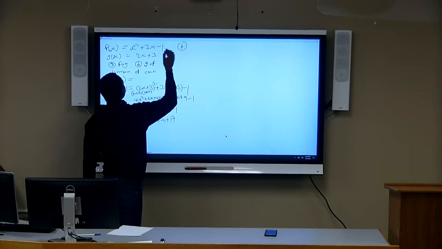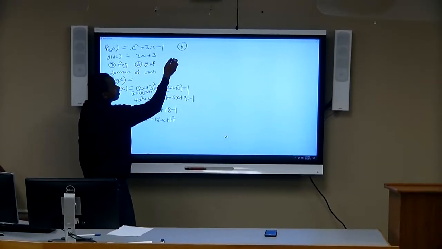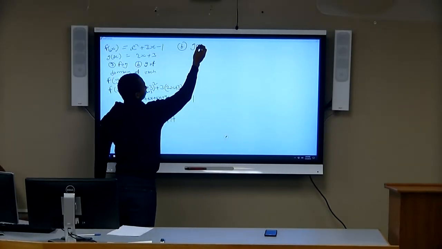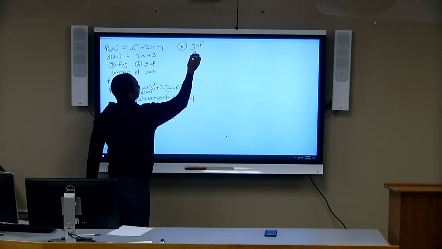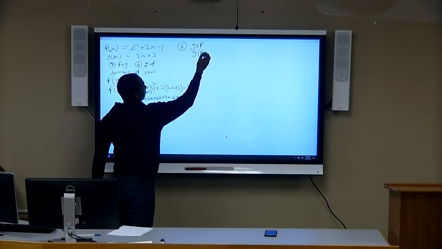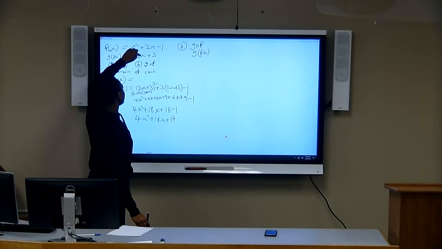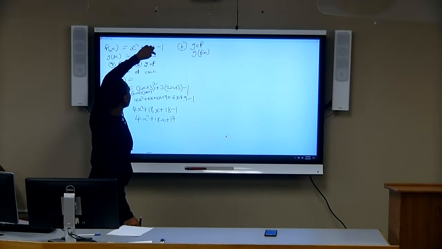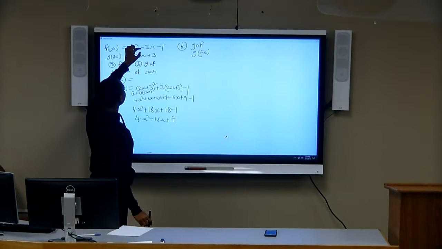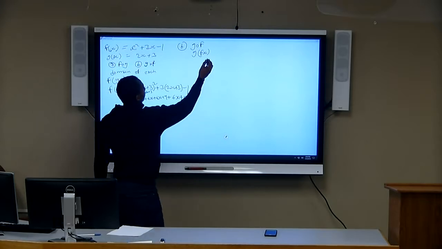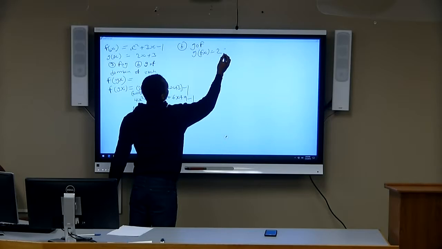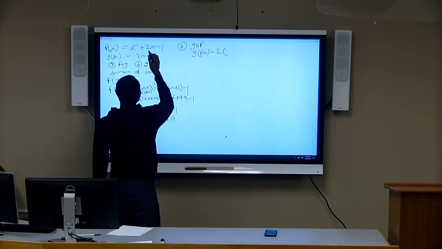The b part, instead of finding f of g, we're finding g of f. So g of f is the same as g into f of x. That's what we're finding, g into f of x. And this is g. G is 2x plus 3. So anywhere we see x in 2x plus 3, we're going to substitute it by f of x, which is x squared plus 3x minus 1. So this thing is going to be equal to 2 into, we're replacing x with f of x. This is f of x.